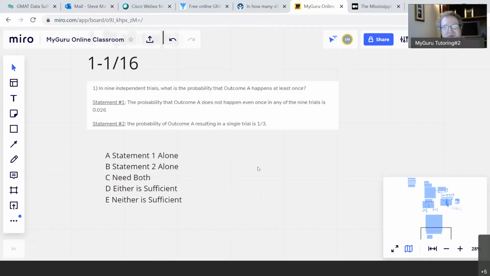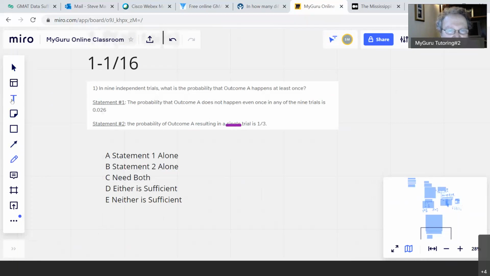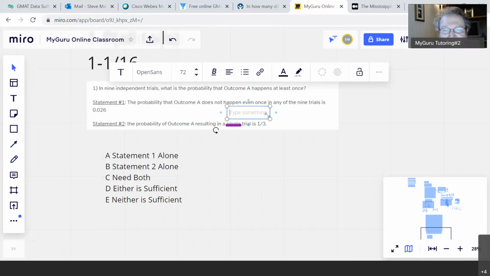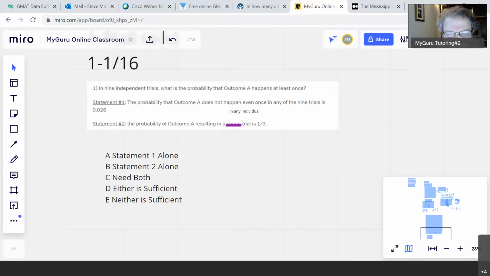9 independent trials. What is the probability that outcome A happens at least once? And I'd say the wording in statement 2 is probably a little bit ambiguous. What they mean by a single trial should really say in any individual trial. That would be a little bit better wording. So I'm going to say it like this: the probability of outcome A resulting in any individual trial is 1/3. Just a little bit clearer. Okay, so 9 independent trials. What's the probability that outcome A happens at least once?